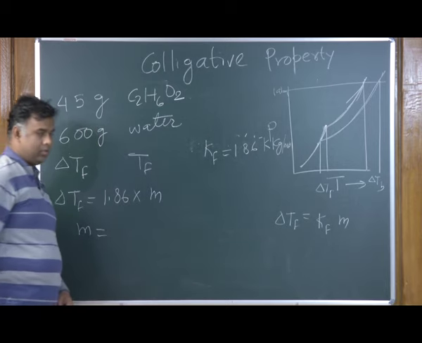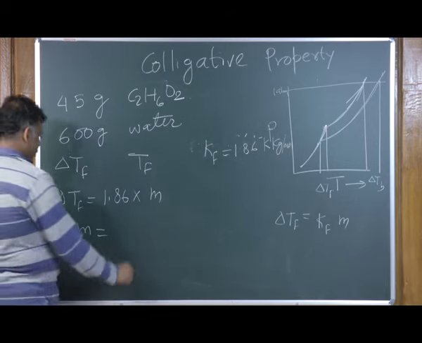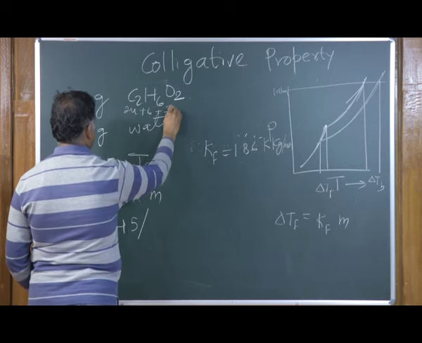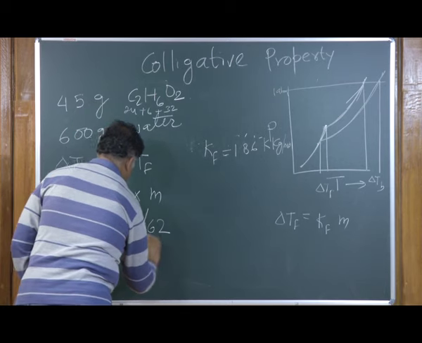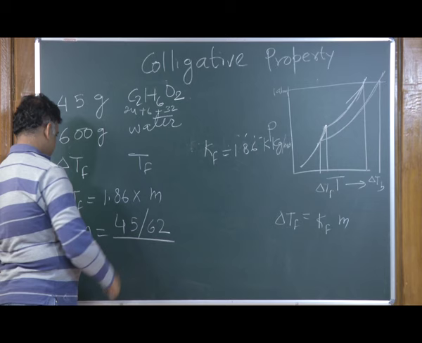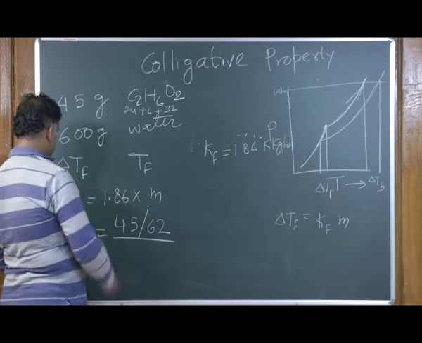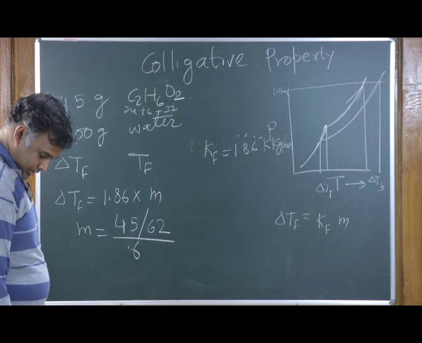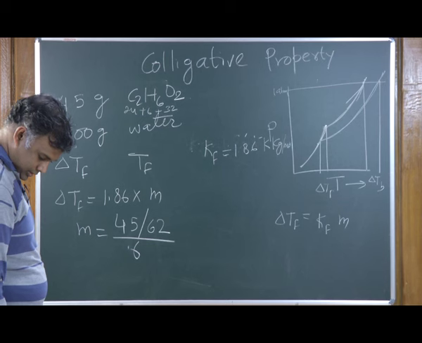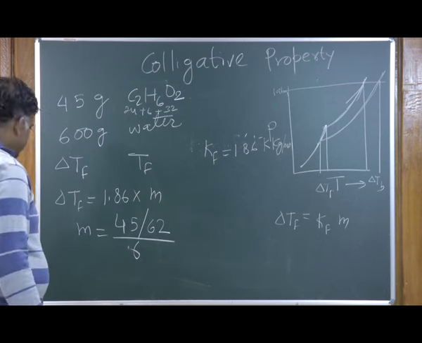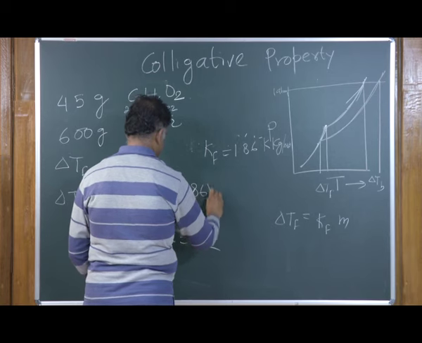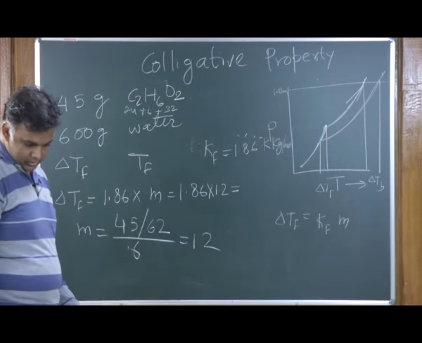Again, going by the definition, molal concentration is moles of solute divided by the weight of solvent in kg. So, moles of solute would be 45 gram divided by molecular weight. So, molecular weight is 24 plus 6 plus 32, 62. So, this is the moles of solute divided by the weight of solvent in kg, so that is 0.6. So, if I plug in all these numbers, 45 divided by 62 divided by 0.6, I am going to get 1.2. And this is plugged in this equation, which is 1.86 into 1.2, and I am going to get a final answer of 2.2 Kelvin.